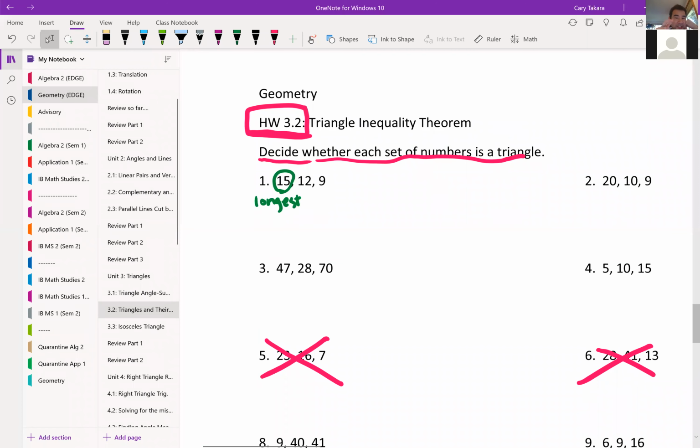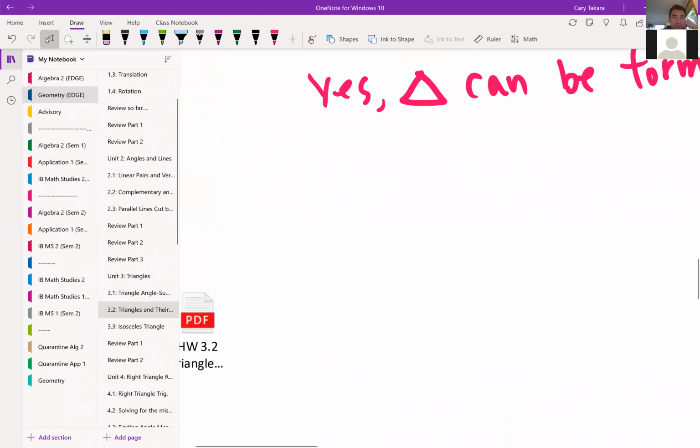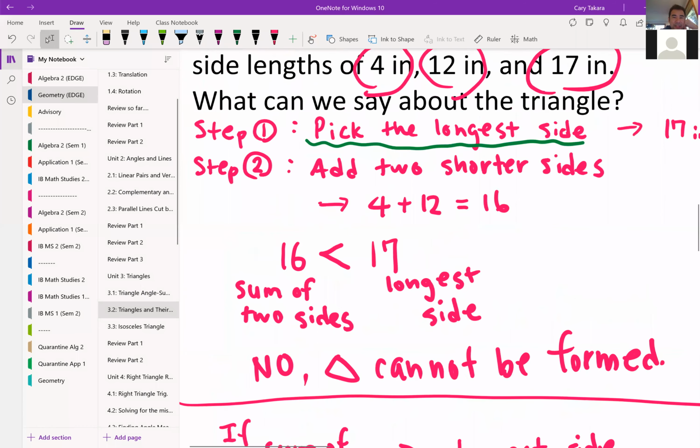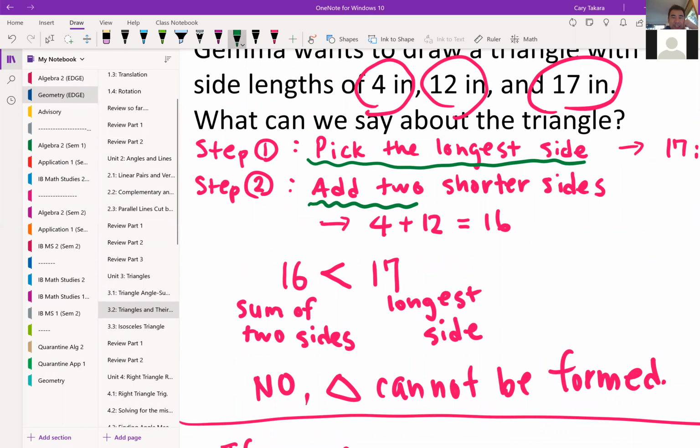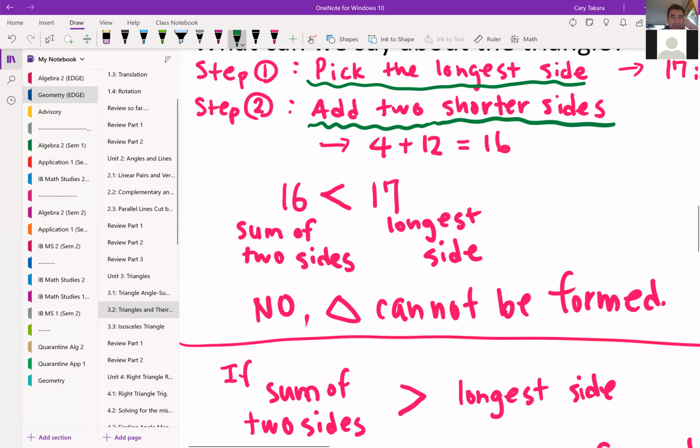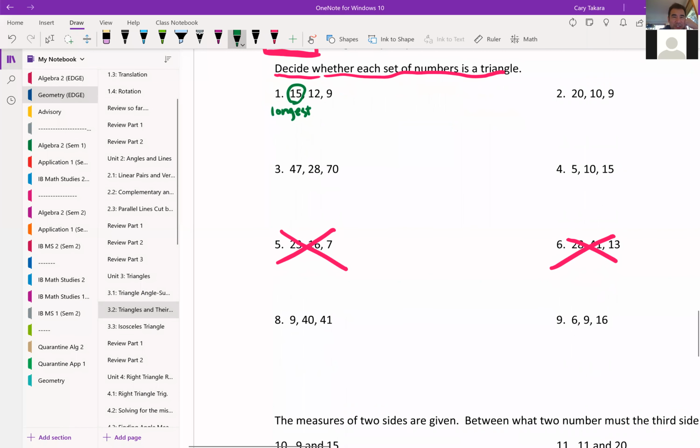And then what's the step 2? Step 2, add 2 shorter sides. Okay, is everybody with me? So let's add the 2 shorter sides. So I'm going to do 12 plus 9, which is, what is that? That's 21.